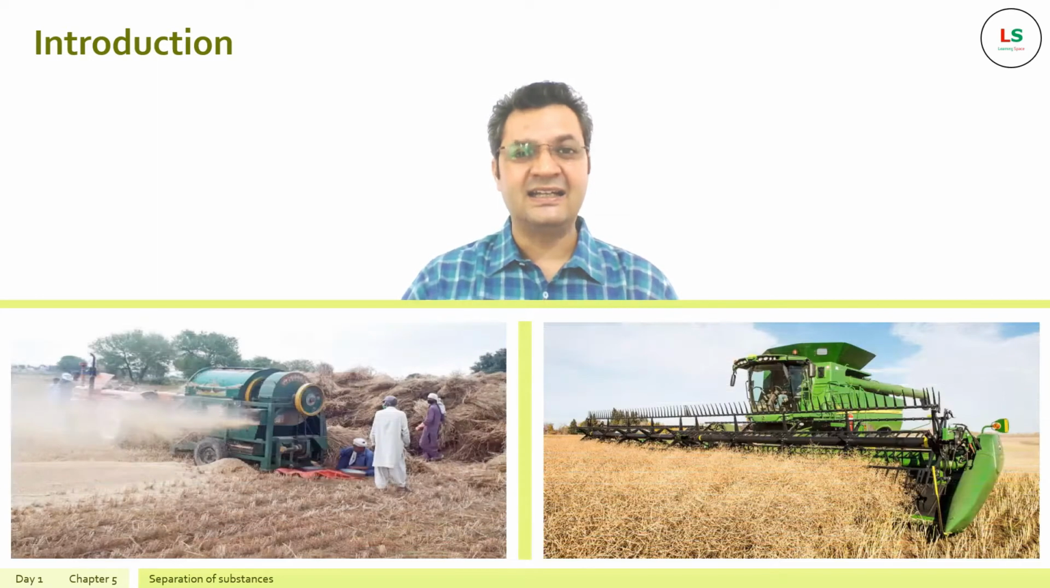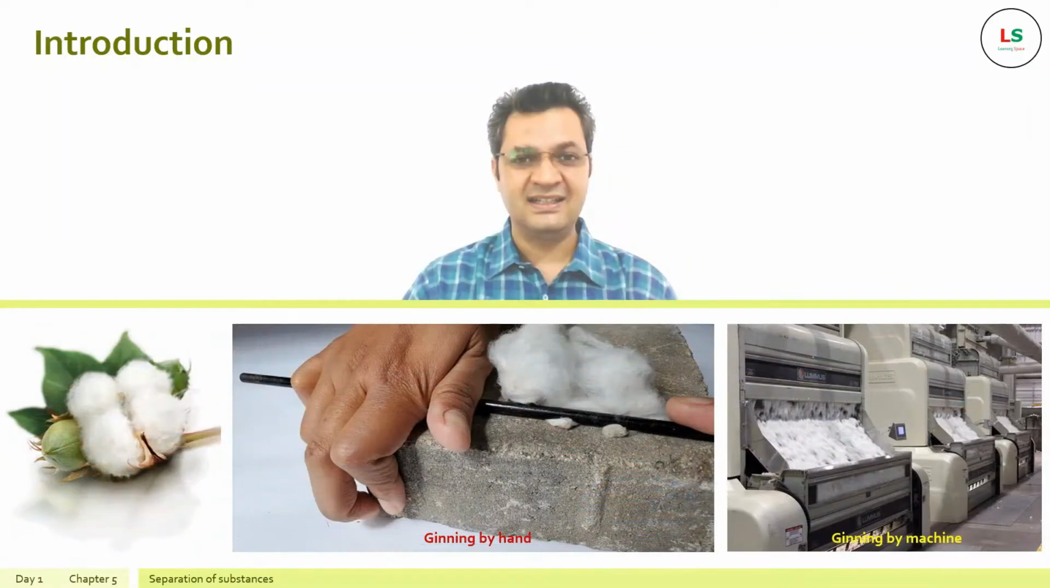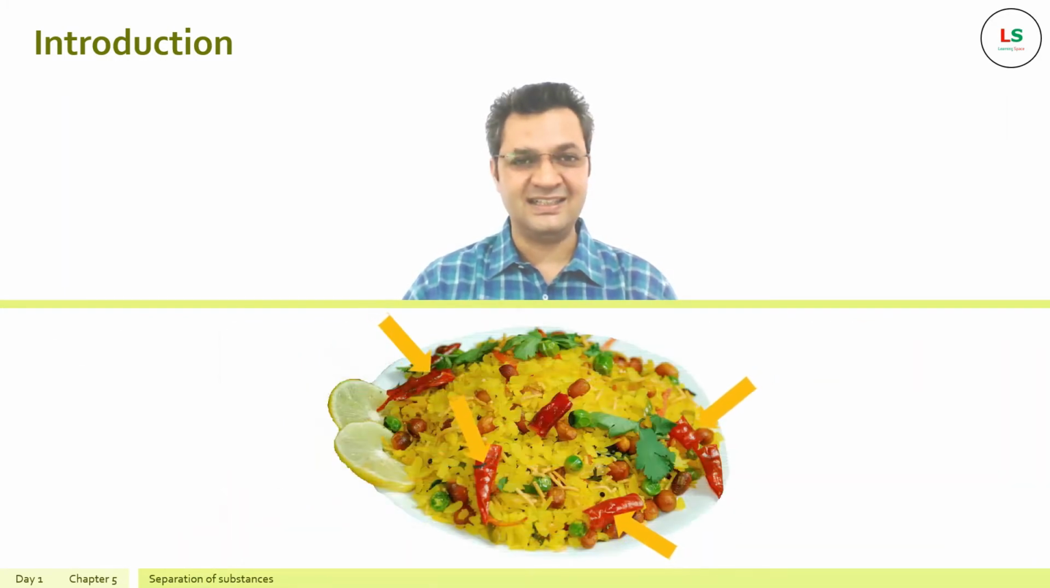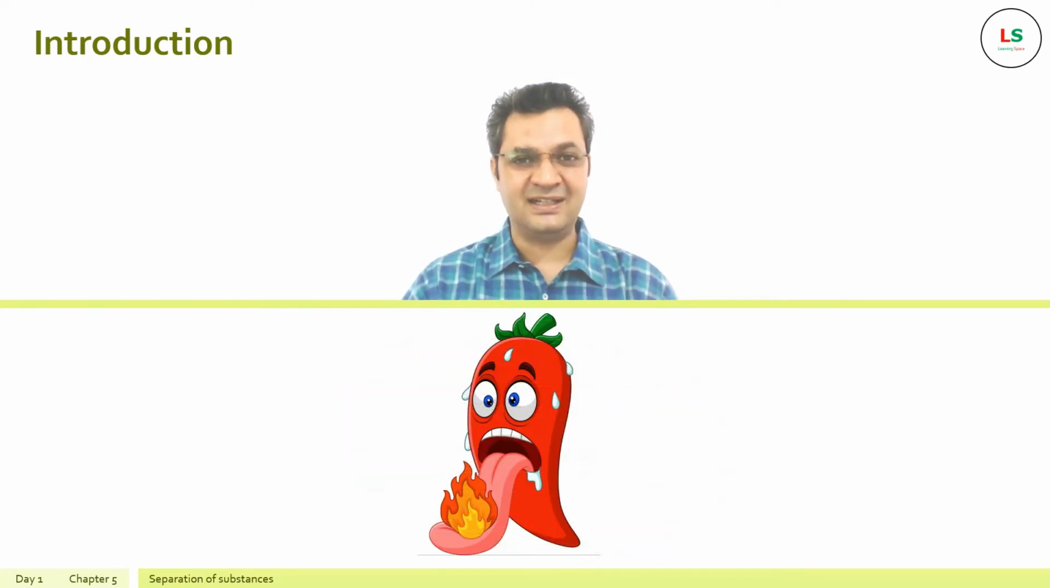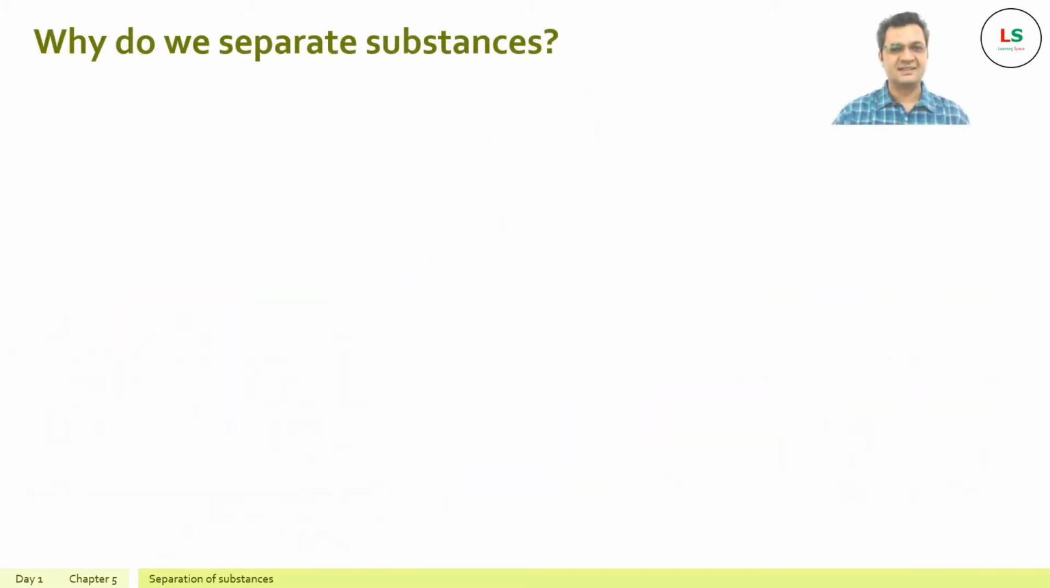On a similar line, grain is separated from the stalks during harvesting. Curd is churned to obtain butter. In chapter 3, we learned about ginning, where cotton seeds are separated from the fibers by hands or by machines. Do you like chilies? If at all you don't like chilies and find them in your food item, you are likely to separate them out carefully. Else, the eating effect will be crazy. It is likely easy to separate the big things than the smaller things.